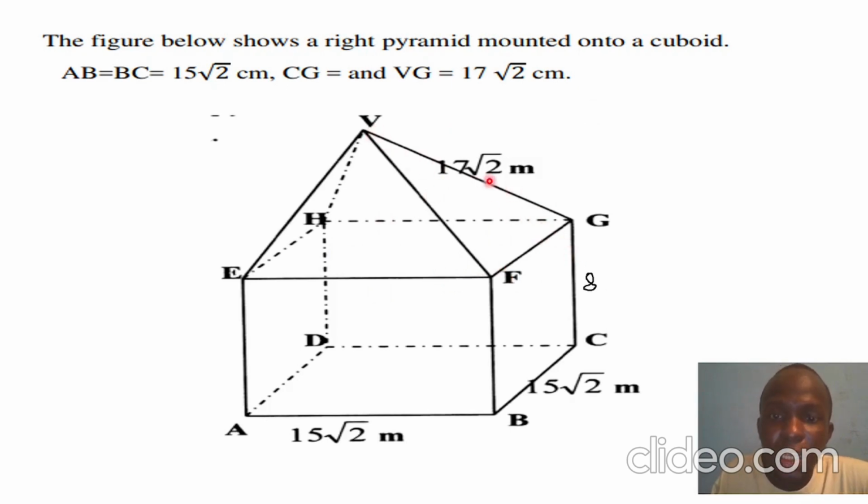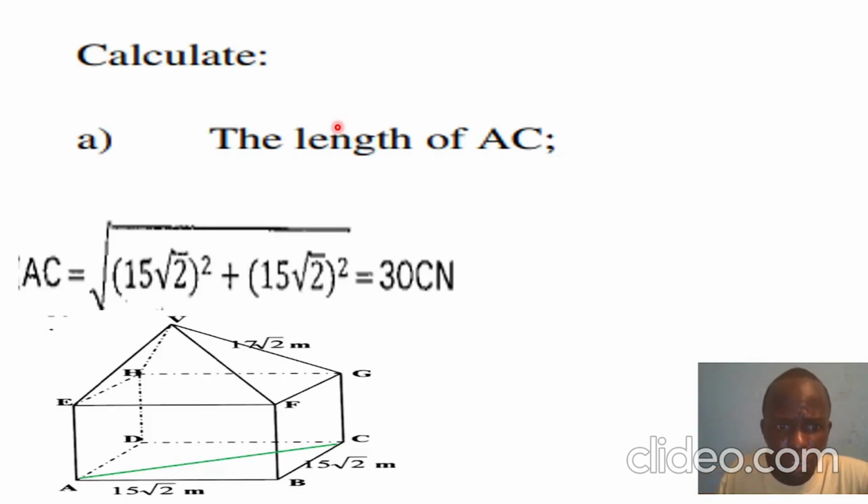VC, the slant height, 17√2 meters. The height of the cuboid, 8 meters. And the length of the base of the cuboid, 15√2. So let us go to the question. But before we go to the question, let me read the question. The figure below shows a right pyramid mounted on to a cuboid. AB is equal to BC is equal to 15√2 centimeters. CG is 8 centimeters, and VG is 17√2 centimeters. Now let us go to the solution.